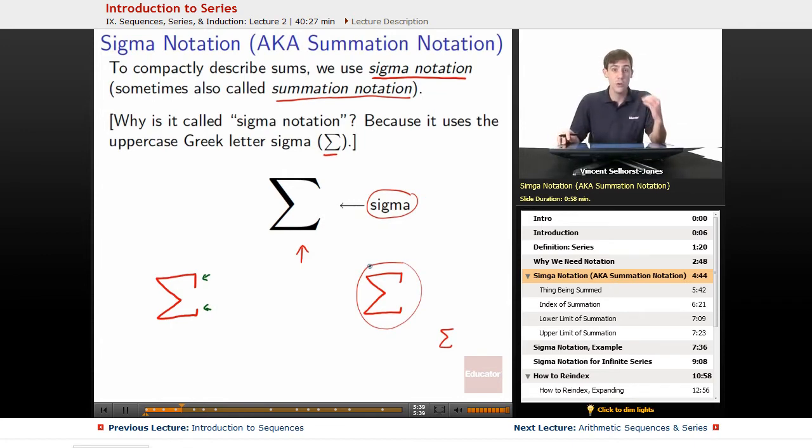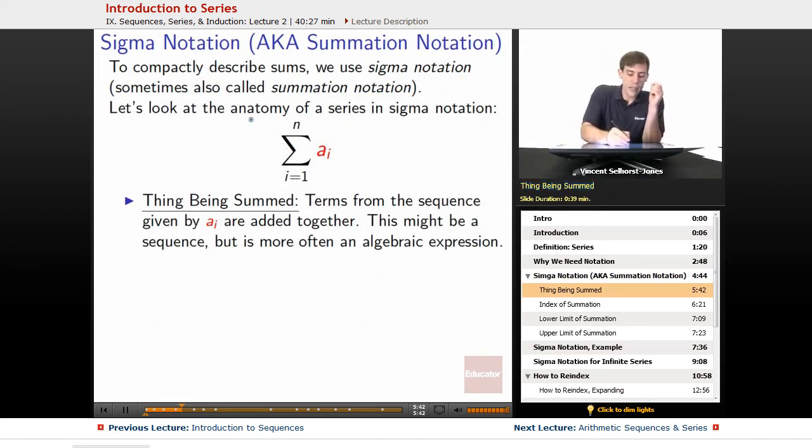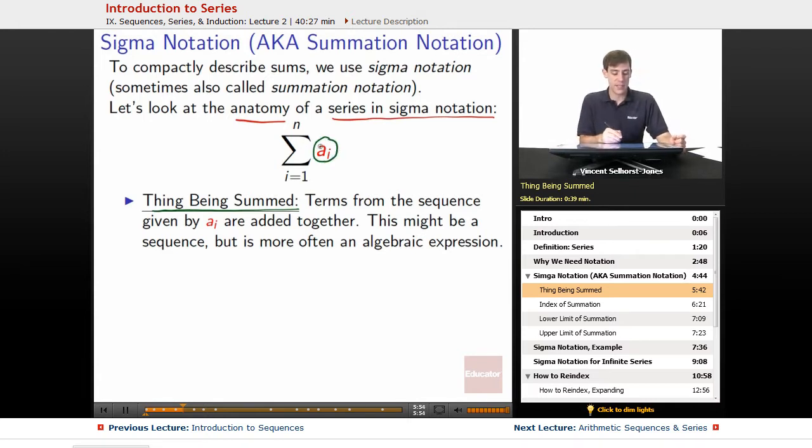All right, so let's see how we use sigma notation. Let's look at the anatomy of a series in sigma notation. The first thing to look at is the thing being summed. The terms from the sequence given by a sub i, so this thing to the right of the sigma, are added together. This is what will be added together over and over with each step as we add up the first thing and then the second thing and then the third thing and so on. It might be a sequence, but it's much more often going to be an algebraic expression, something like 3 times i plus 10, or 2 to the i, or i factorial, so that we could plug in a number and be able to churn out a value. So you'll often see algebraic expressions, but once in a while you will see a sequence like a sub i.